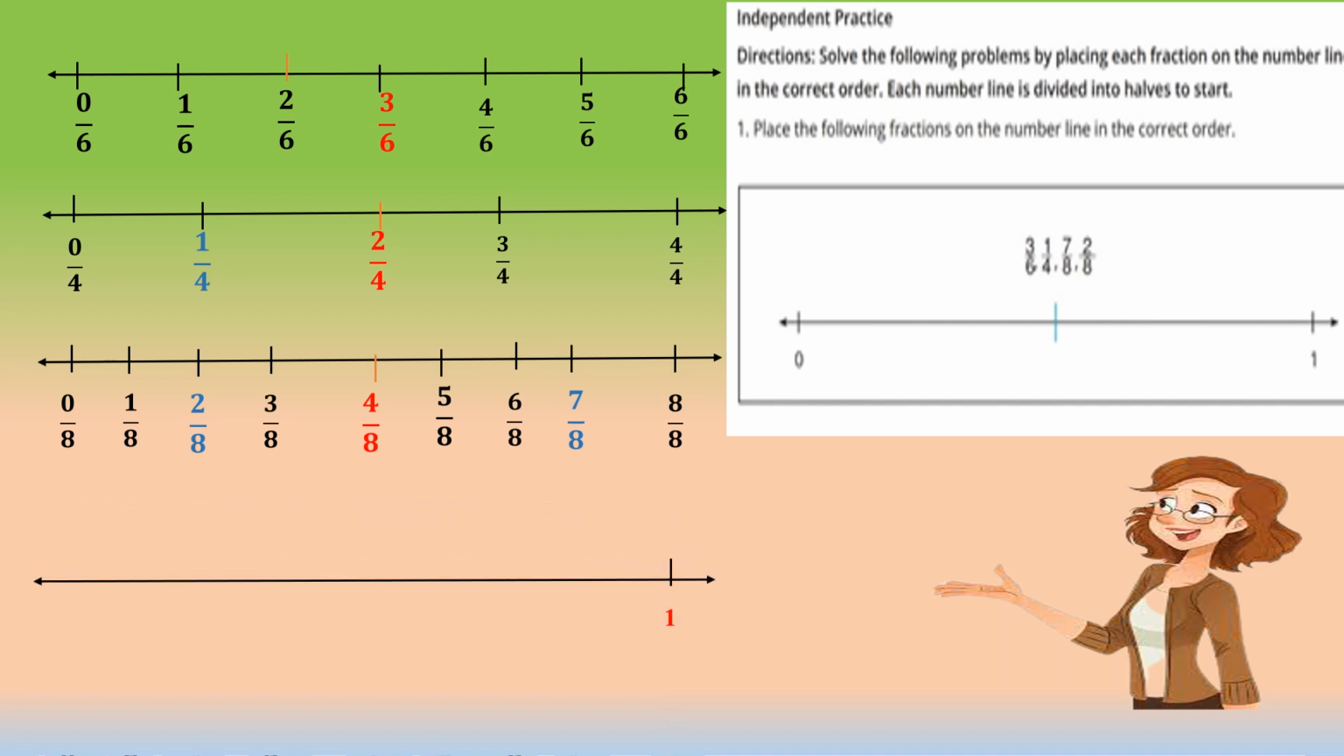I will draw another number line and collect all of these fractions on the number line. Start with 0, and the end point will be 1. 2 over 8 is equivalent to 1 over 4, so I will draw it together. 3 over 6. And the last one here will be 7 over 8.